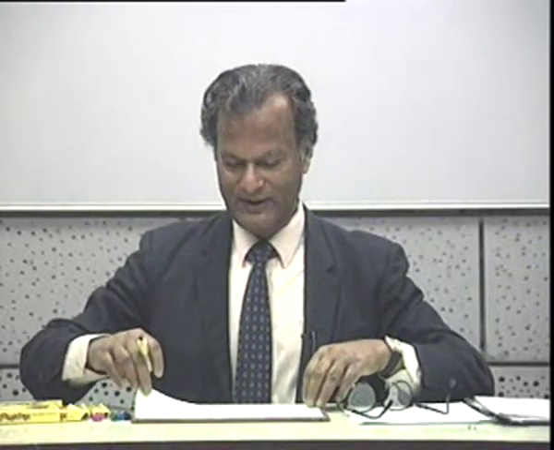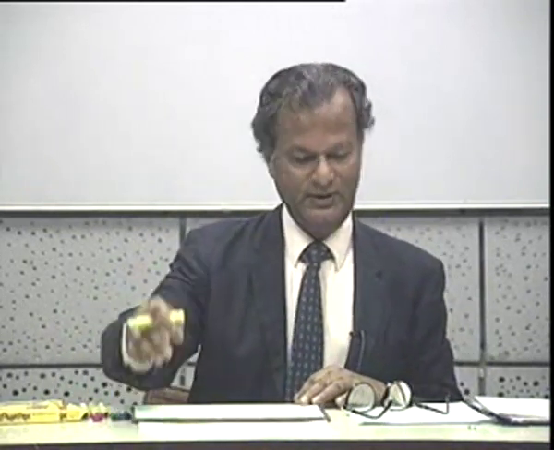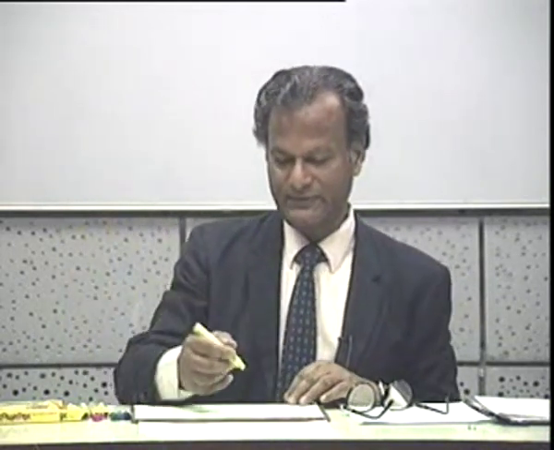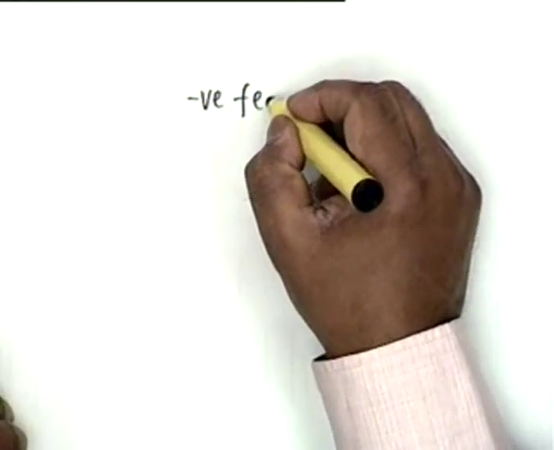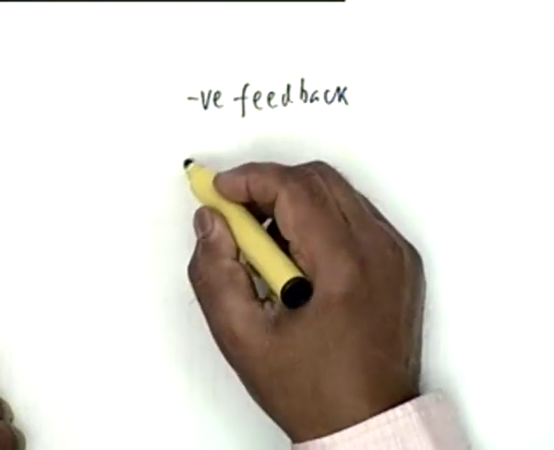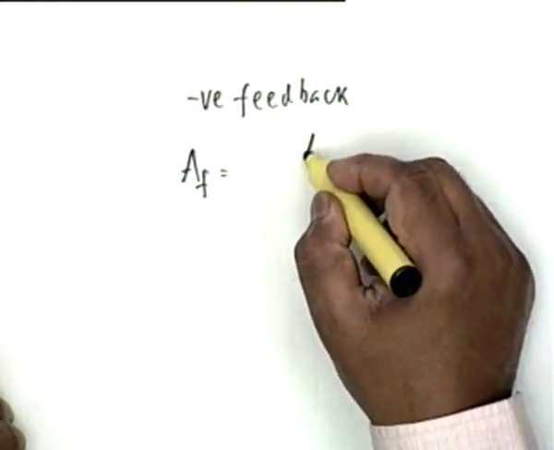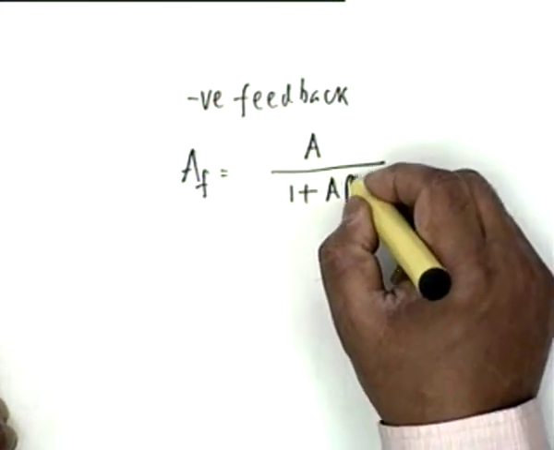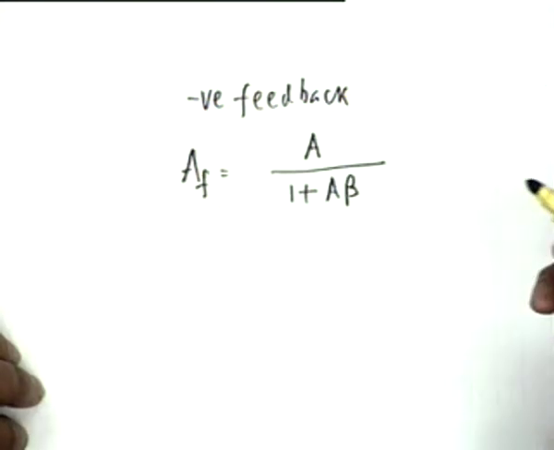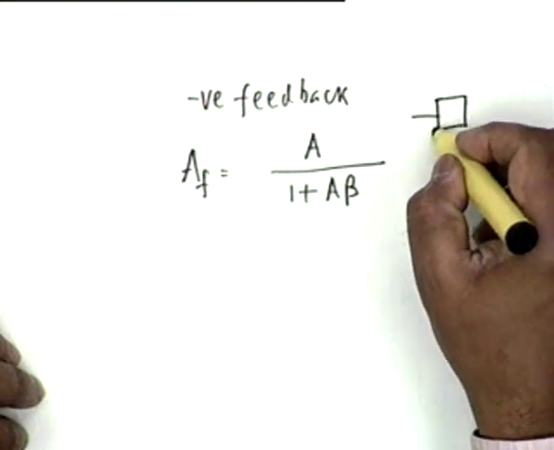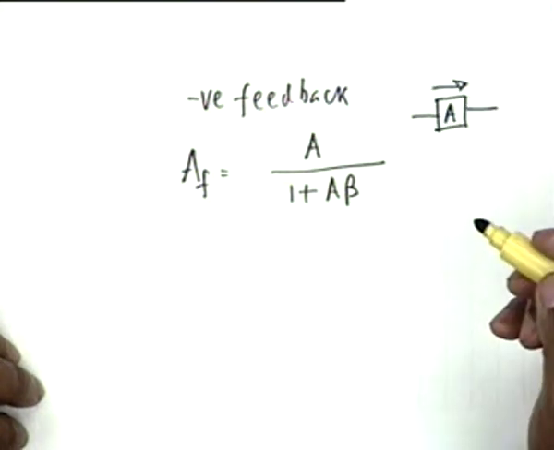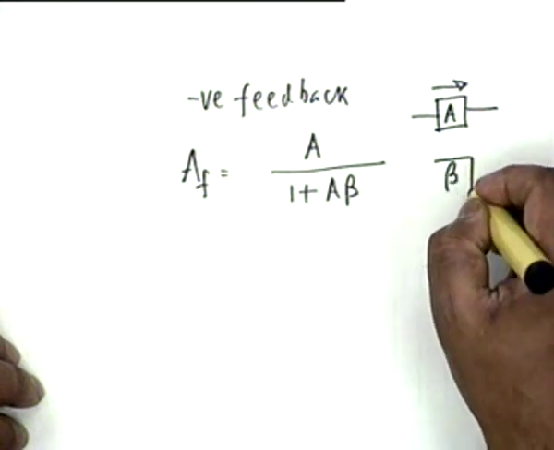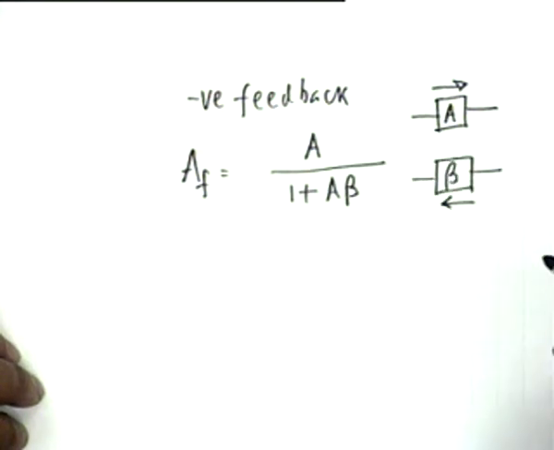We're going to tackle the problem of analysis of feedback amplifiers. To recall what we did, we said that if there is negative feedback, then the gain with feedback AF would be given by the gain without feedback divided by 1 plus A beta. This formula was derived by assuming that the forward transmission is through the A network only and the reverse transmission is through the beta network only.